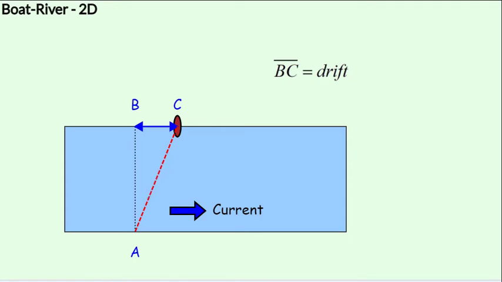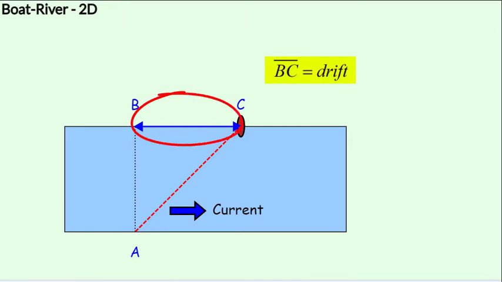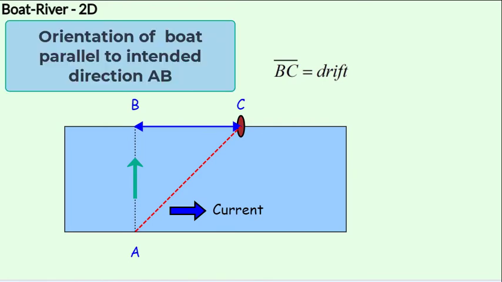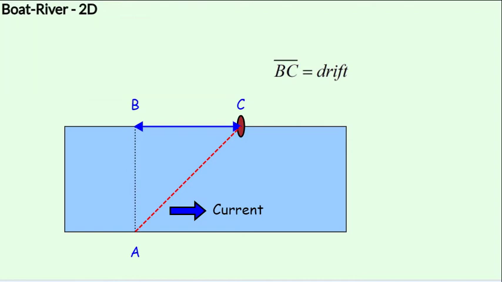Let's say now that the current is stronger than this. What do you think would happen? If the current is stronger, the boat, which is actually being steered from A to B, starts drifting towards C, and the drift BC increases when the current is stronger. The boatman is steering the boat from A to B, since that is his intended direction of travel, and the intended direction can be seen from the boat's orientation, which is parallel to line AB. But the boat actually drifts down to C due to the current.